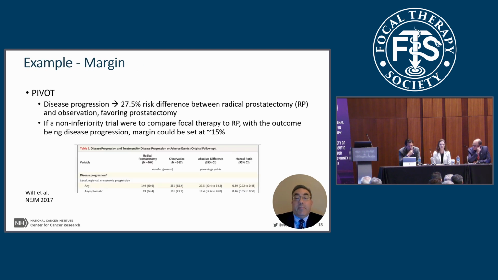And here's an example from, say, the PIVOT trial. A trial that looked at surgery versus observation in the VA setting. If disease progression was the objective, in this case, there was almost a 30% risk difference between surgery and observation, favoring surgery. If a non-inferiority trial would be used to compare, say, focal therapy to surgery, with the outcome also being disease progression, a margin could be set at, say, half that, or about 15%.